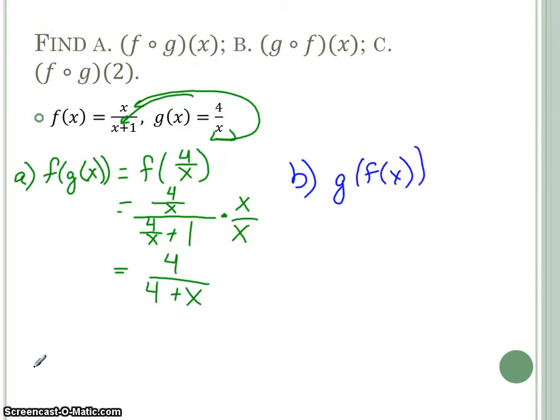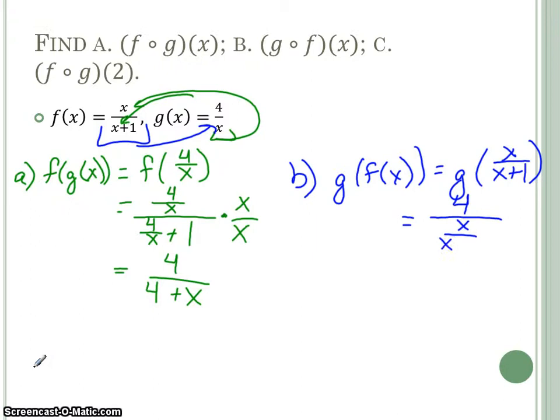So now we're going to be taking our big fraction and plugging it into the denominator of our little fraction. All right, so we're going to have 4 over x over x plus 1, and that looks nothing like 1. Let's try that again.